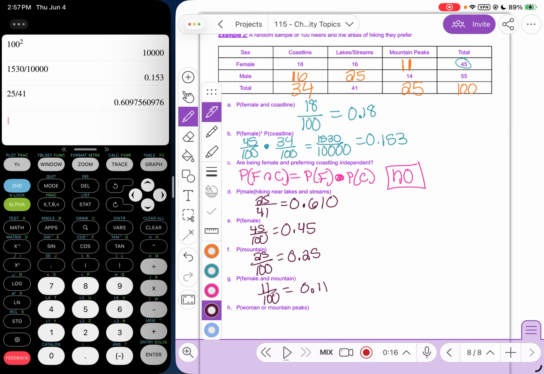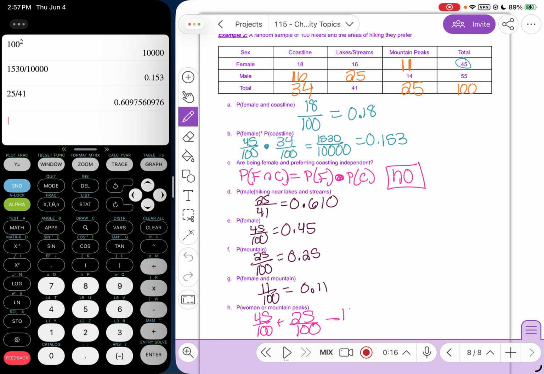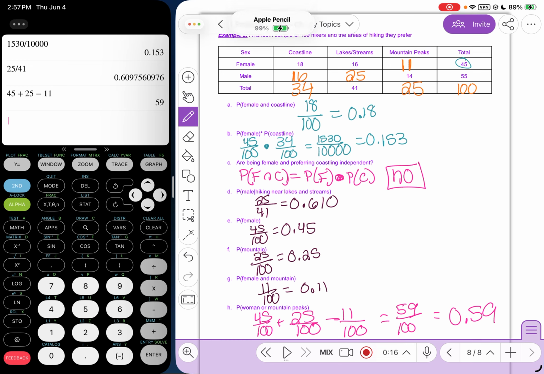And then woman, which is the same as female on this chart, or mountain peaks. So our female was 45. Our mountain was 25. And then our and was 11. Don't forget with our or, we have to subtract the double, or that counts in both. So 45 plus 25 minus 11 is 59. Turn that into a decimal, we have 0.59. So that is 3.4. Let me know if you have any questions.